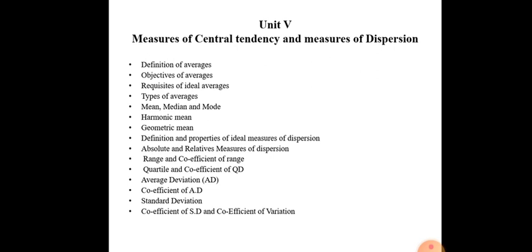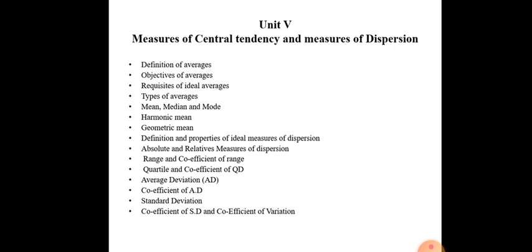Okay, so we have to see the objectives of averages. The objectives are, first, to determine one single value, as well as to facilitate comparison at a particular point of time. Like this, so many objectives are there, so we will see that in the next class.